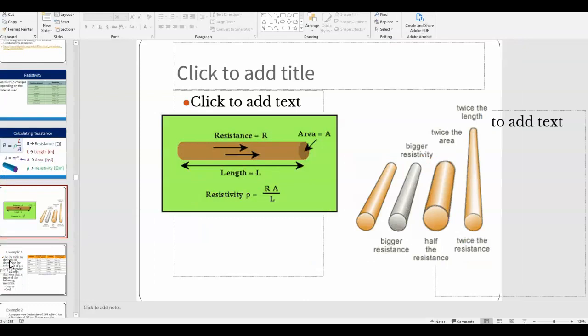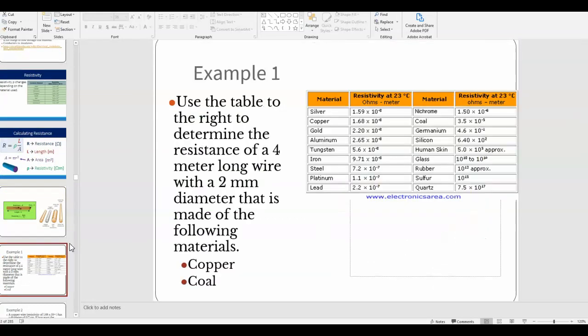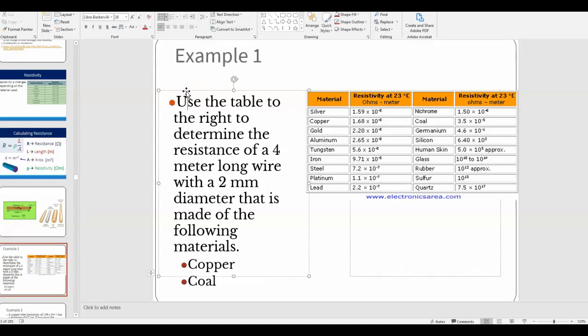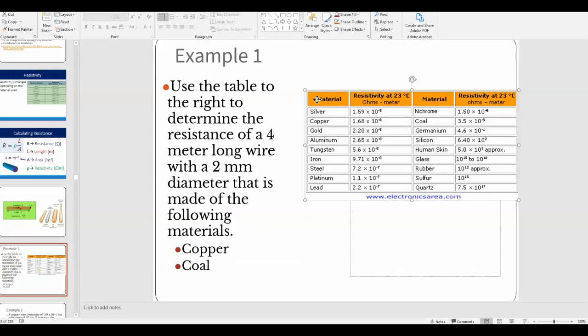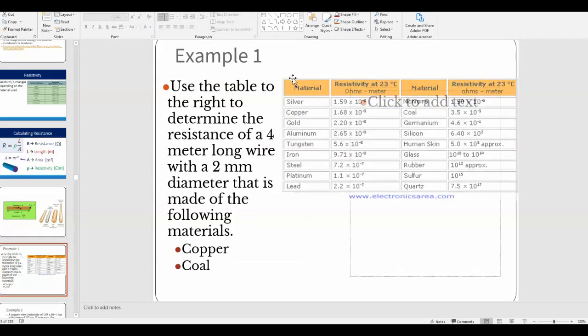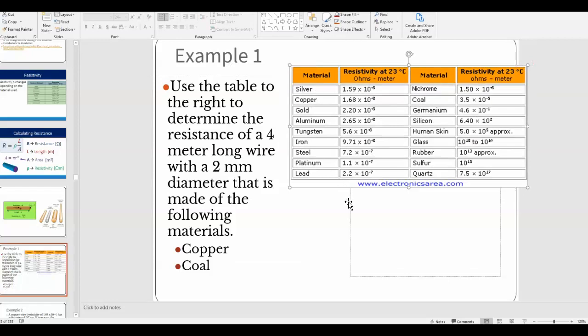Let's do some basic examples. So example 1 says, use the table to the right to determine the resistance of a 4-meter long wire with a 2 mm diameter that is made of the following materials. And I'm only going to do one calculation because I don't really want to do more. Okay, so we have a table of resistivity given to us right here. And let's do it for copper.